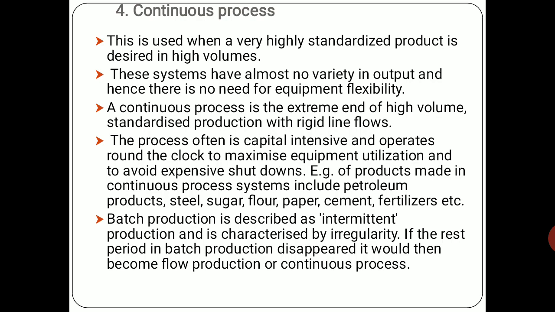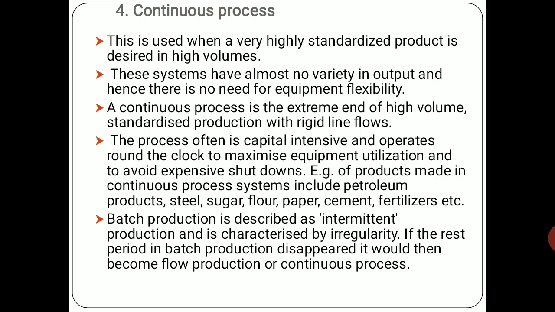See, batch was intermittent. There were breaks, right? Though we were producing a volume of goods. As far as job shop is concerned, minimum volume is required, high customization is required, so it cannot be taken up as the continuous process. Whereas this continuous process is such wherein it is the extreme end. Beyond continuous process, there cannot be any option available to the manufacturer to produce high volume standardized products in a rigid line of flows. That means the continuous process is the ultimate means to achieve high volume of production.